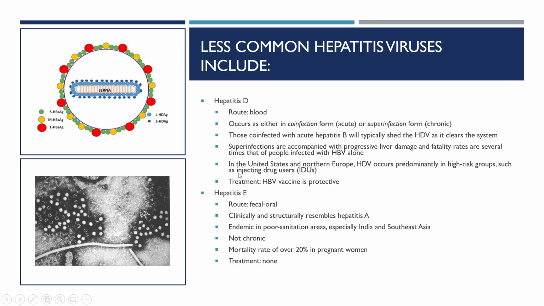Hepatitis E, its mode of transmission is fecal-oral, similar to that of hepatitis A. It is clinically and structurally resemblant of hepatitis A. It is very common in endemic areas with poor sanitation, especially India and Southeast Asia. Hepatitis E, like hepatitis A, is not chronic, so the only two chronic hepatitises are hepatitis B and C. However, its mortality rate is over 20% in pregnant women. Currently, there are no treatments for it.